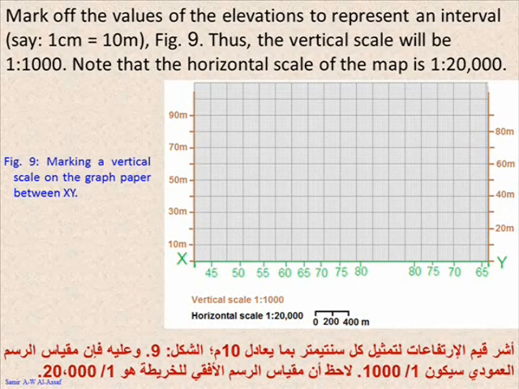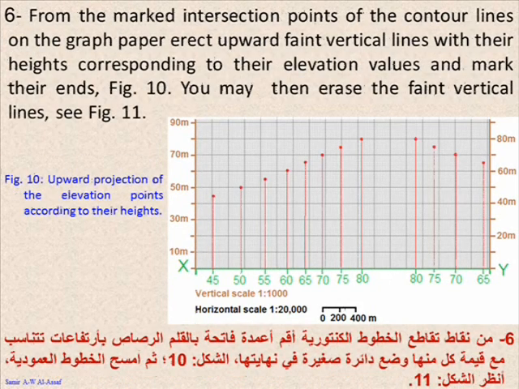Mark off the values of the elevations to represent an interval, say 1 centimeter equals 10 meters, figure 9. Thus, the vertical scale will be 1 to 1000. Note that the horizontal scale of the map is 1 to 20,000. 6. From the marked intersection points of the contour lines on the graph paper, erect upward faint vertical lines with their heights corresponding to their elevation values and mark their ends. Figure 10. You may then erase the faint vertical lines. Figure 11.